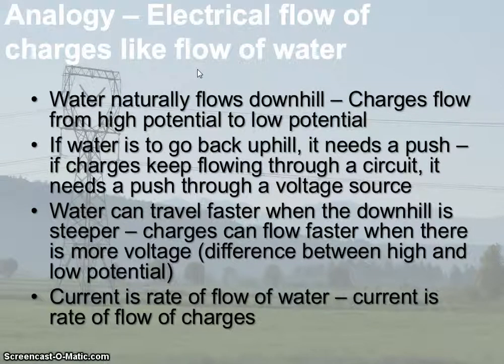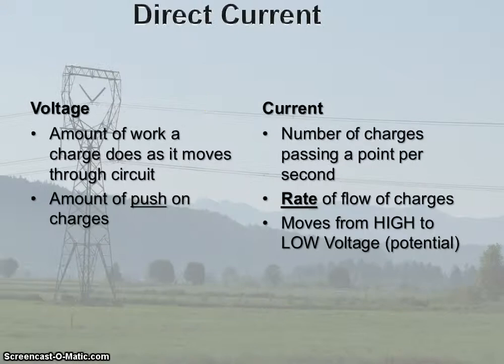Another way you can think of the flow of electrons is kind of like flowing water. Water will flow from high to low. It'll flow downhill, so it'll flow from a place of high potential to low potential. And electrons are the same way. They'll flow from an area of high electric potential to an area of low electric potential. Okay.